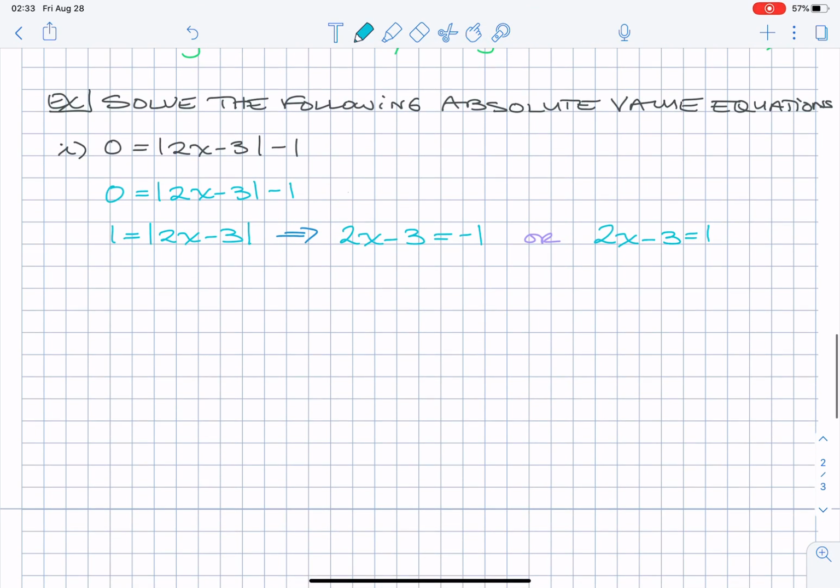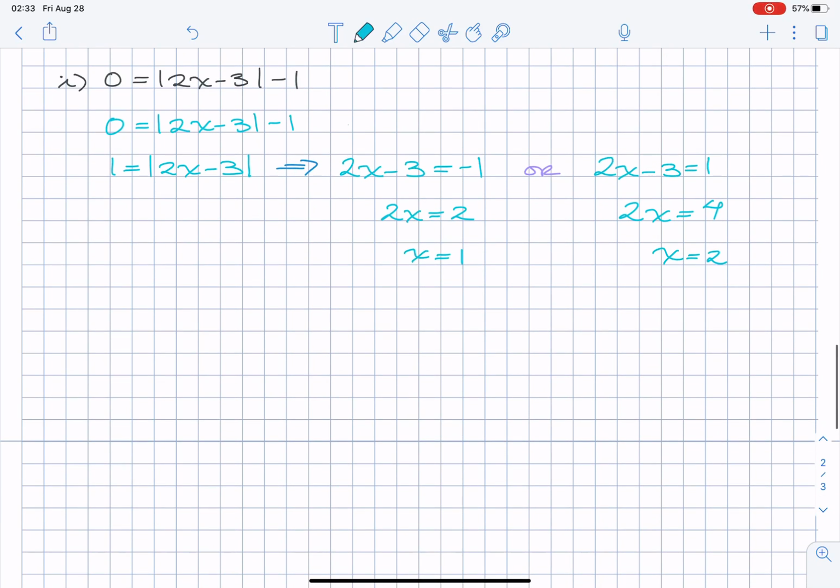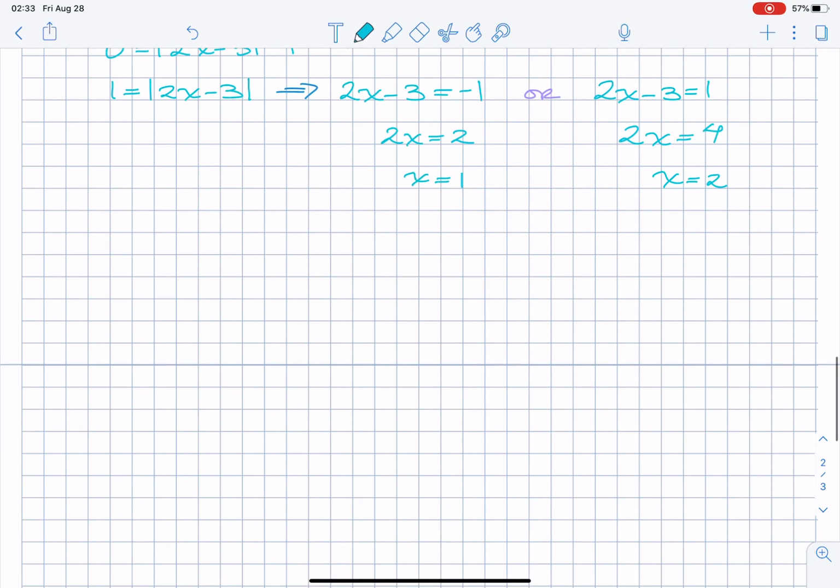So I'll add 3. So what do I get here? I get 2x is equal to 2, or x is equal to 1 in this case. If I add 3 over here, I get 2x is equal to 4, or x is equal to 2. So the solution set here is x is equal to either 1 or 2.